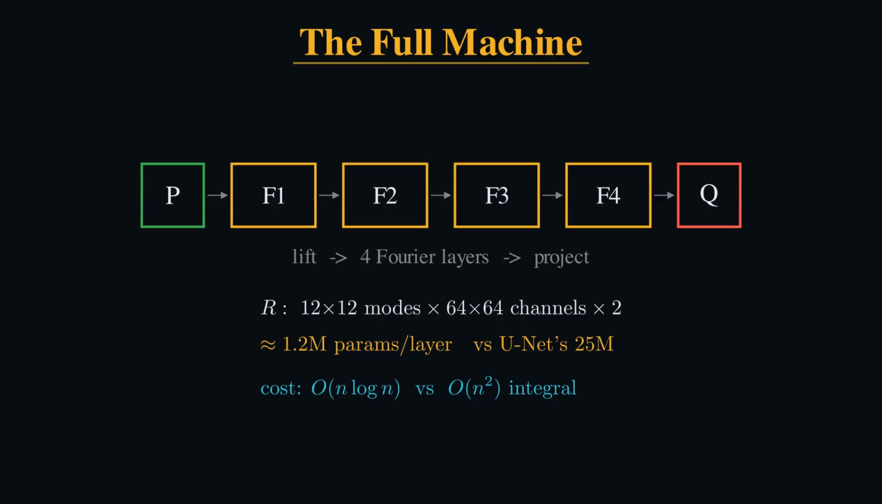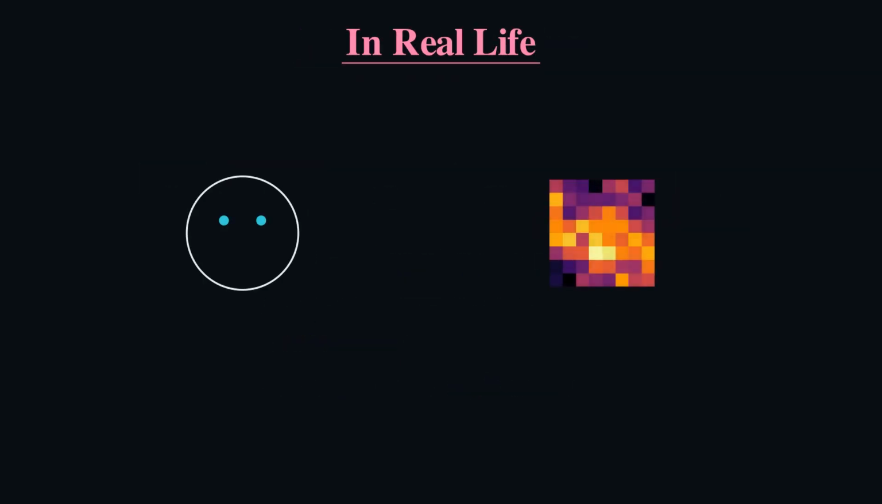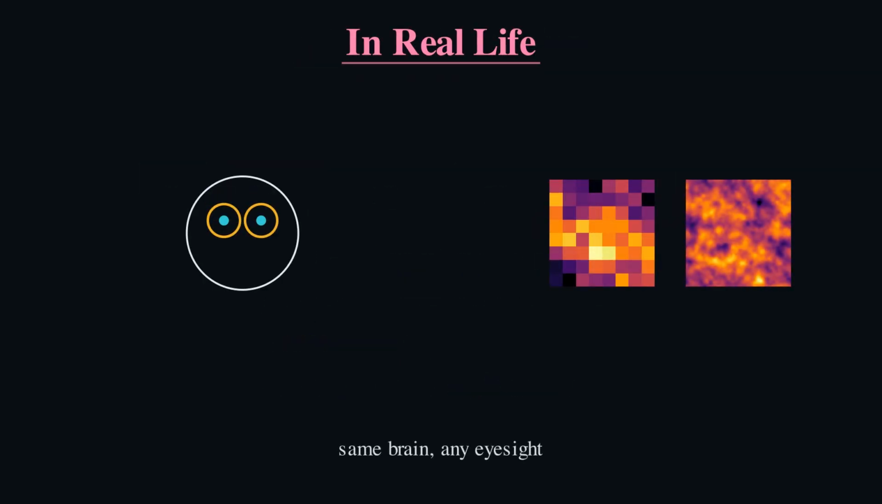Small, global, and fast. Put on reading glasses, and the world gets sharper, but you do not become a different person. Your knowledge does not change with your eyesight. The FNO's weights live in frequency space, so changing the grid resolution is just changing the glasses. The brain stays the same.